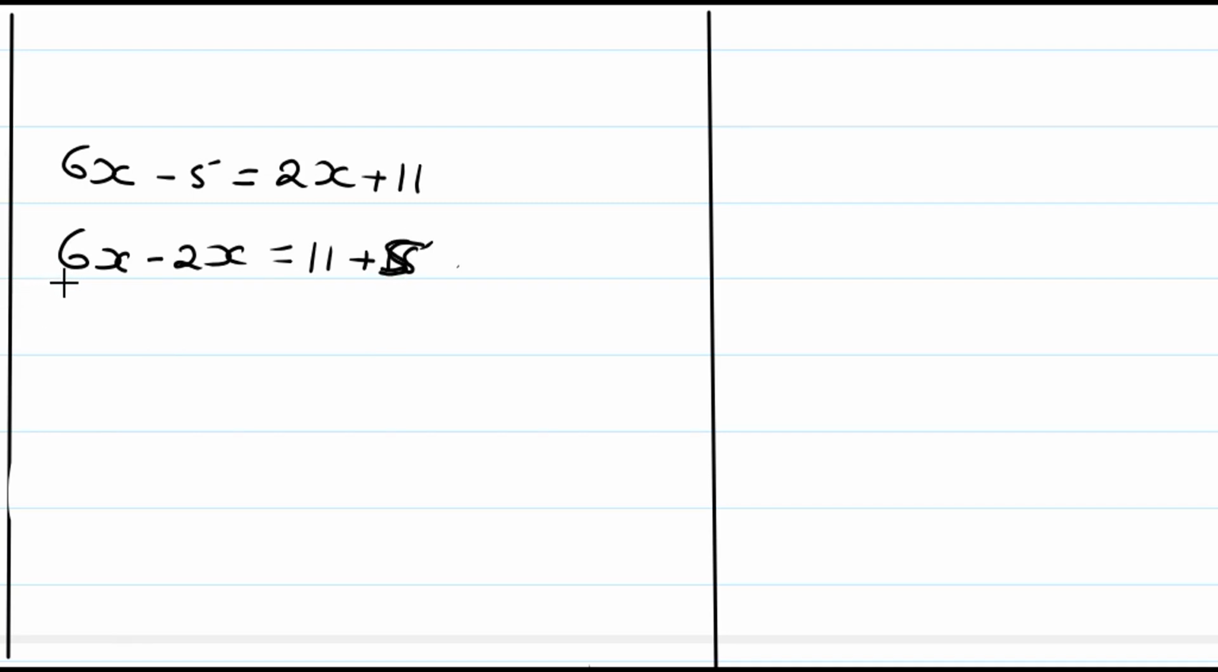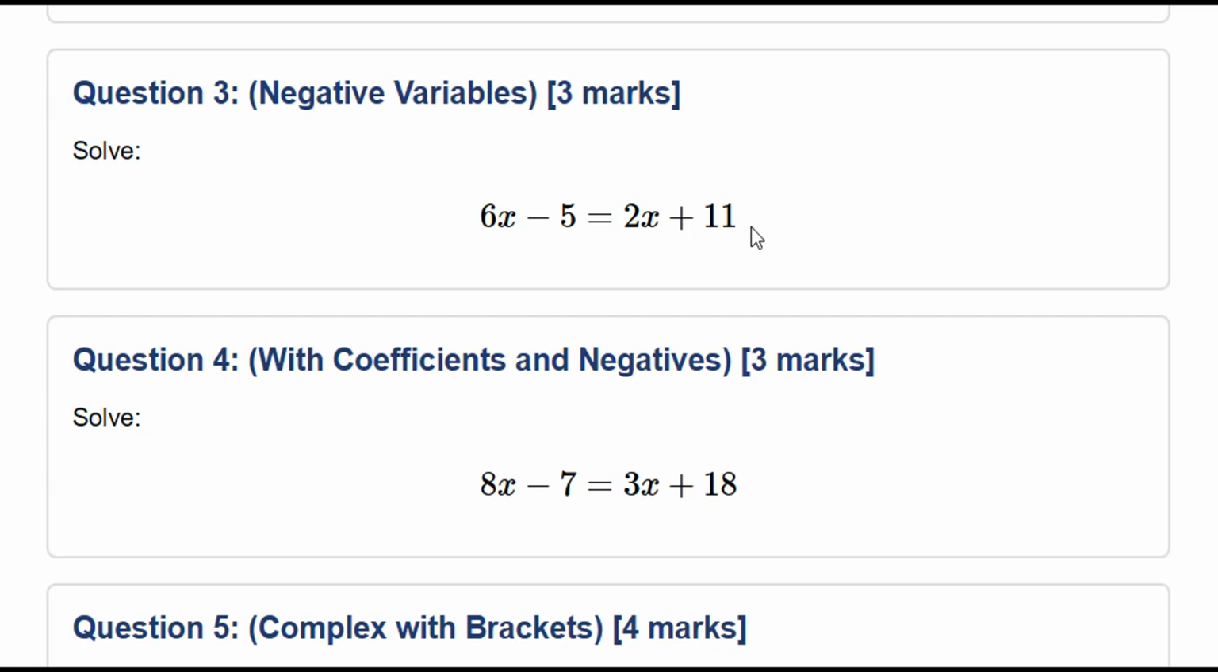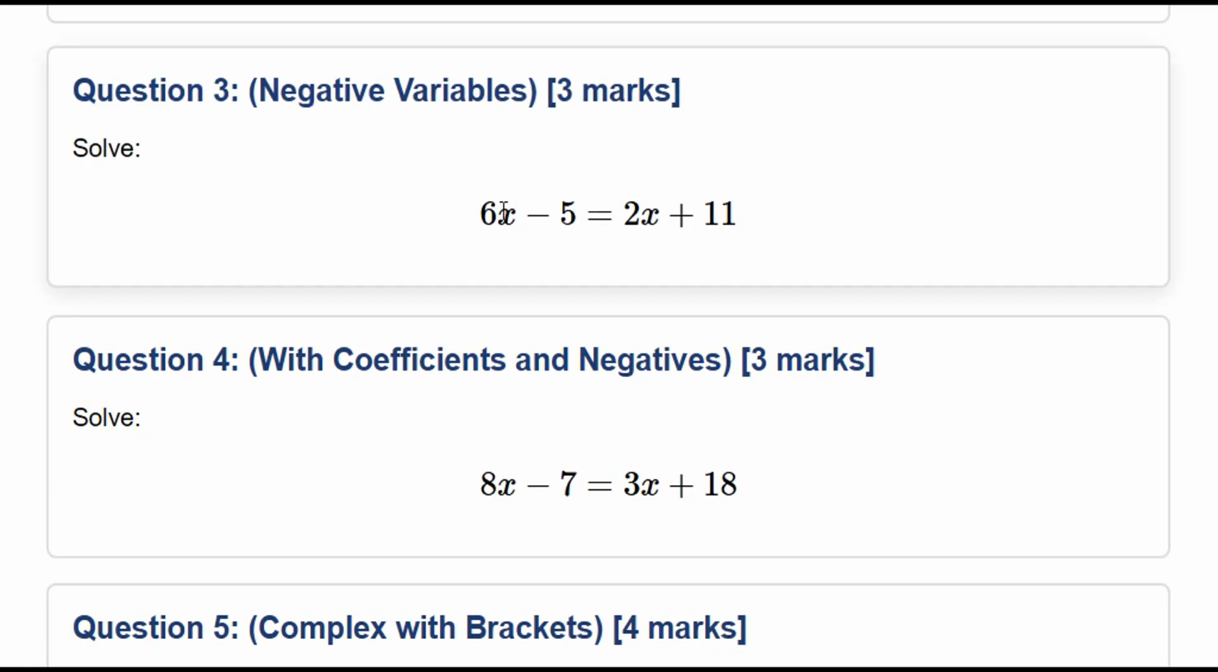Then from there, I can just take 6x minus 2x, which is 4x, is equals to 11 plus 5, which is 16. But you see, I only need x and I need 4x. So to get x, I need to divide both sides by the coefficient of x, which is 4. So 4 divided by 4 is 1, multiplied by x, and the x is equals to 16 divided by 4, which is 4, and then becomes the solution for this question 3 here.